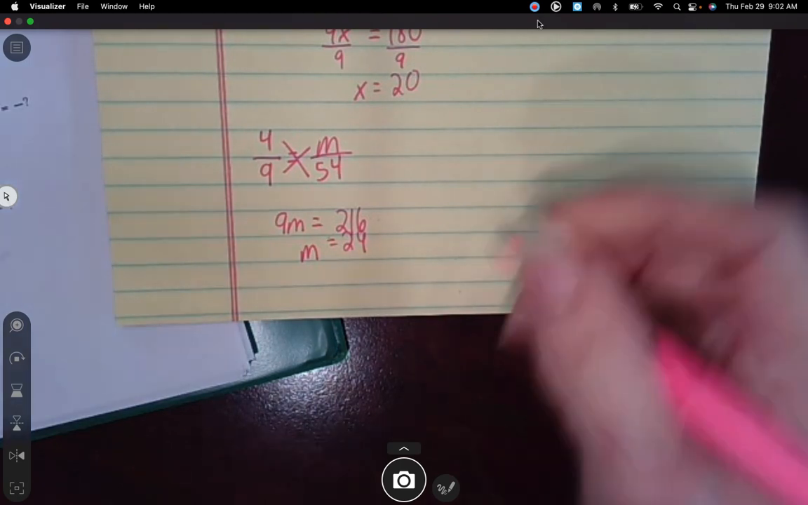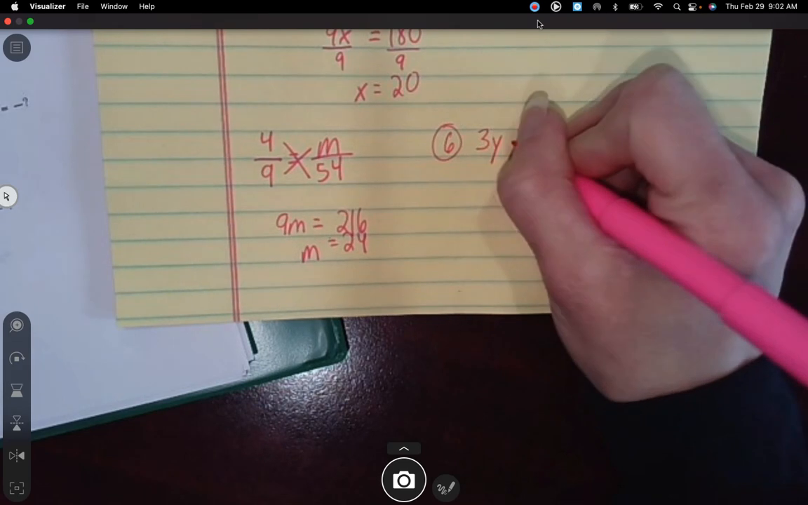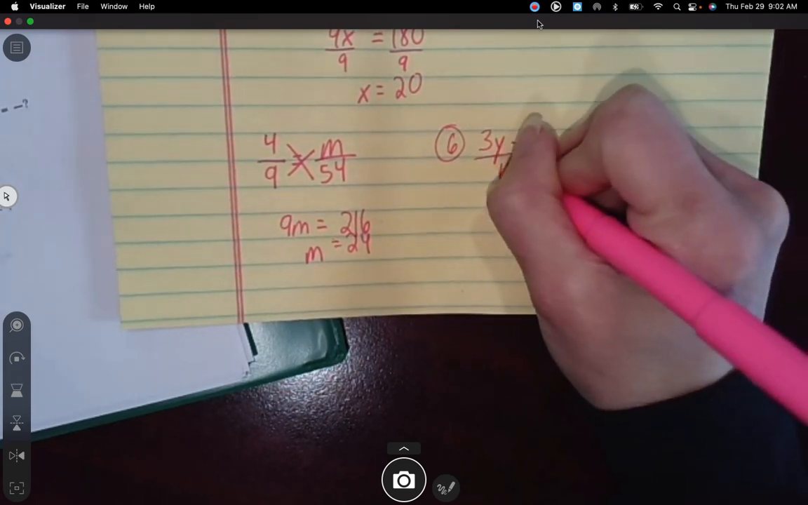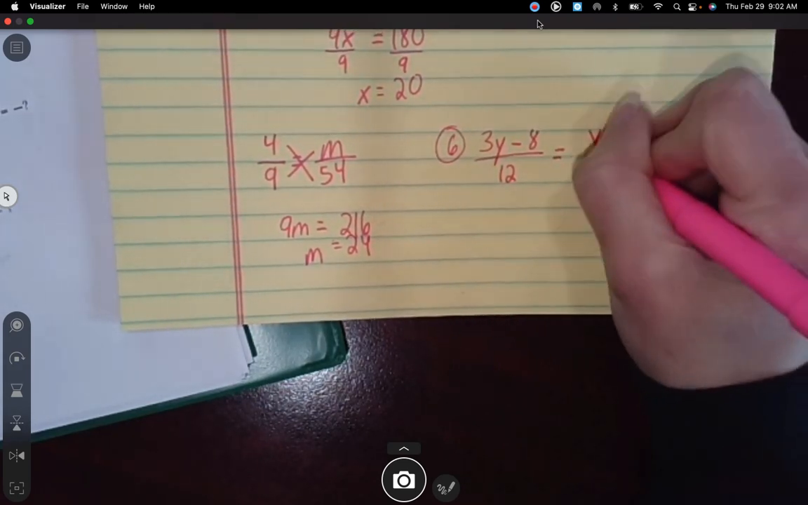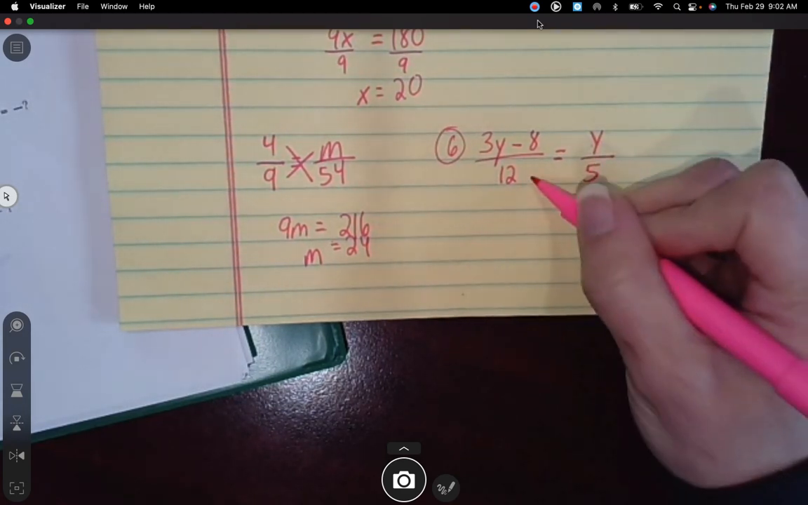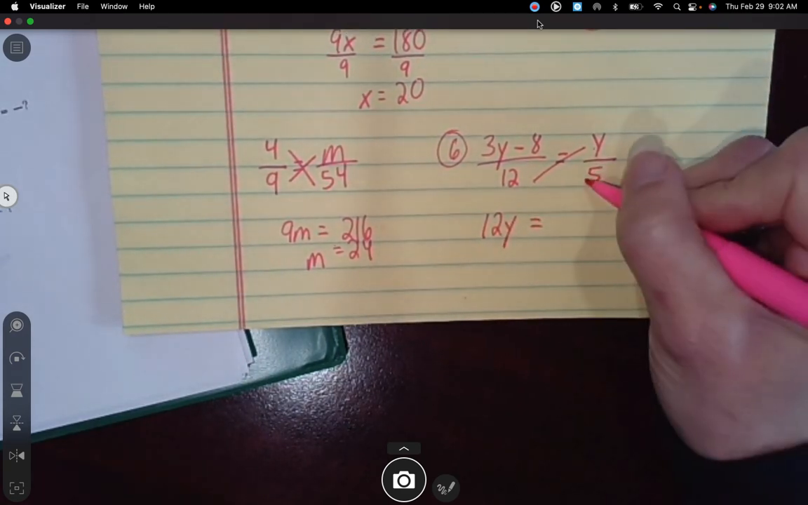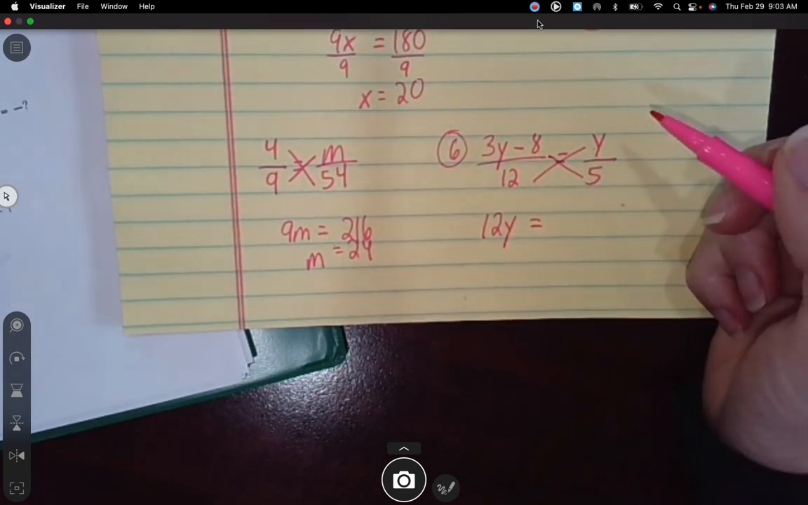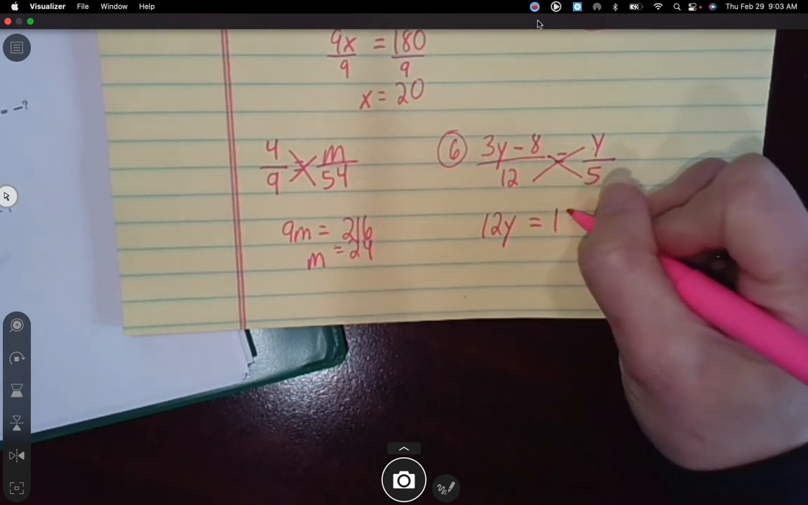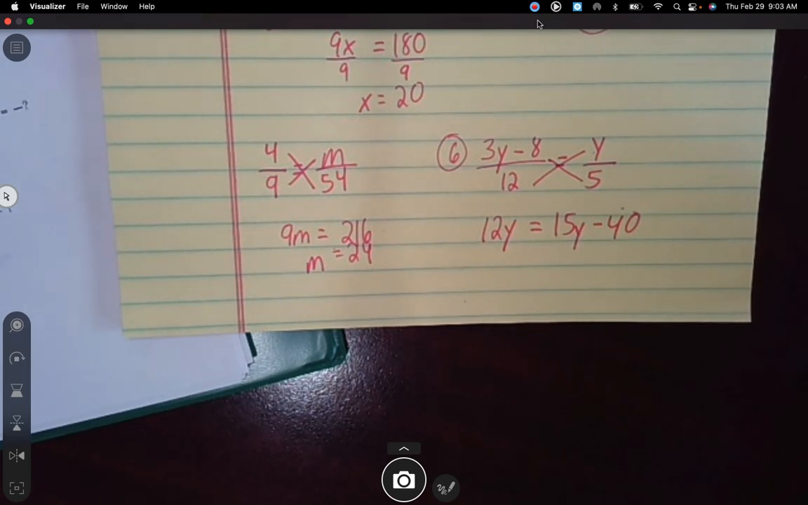Okay, number 6, we have (3y minus 8) over 12 equals y over 5. What do I do on this one? Cross multiply. So I'll do this side, it's easy: 12y. And then what do I do with that 5? Multiply by everything. So we get 15y and minus 40. So I'll move my 15y.